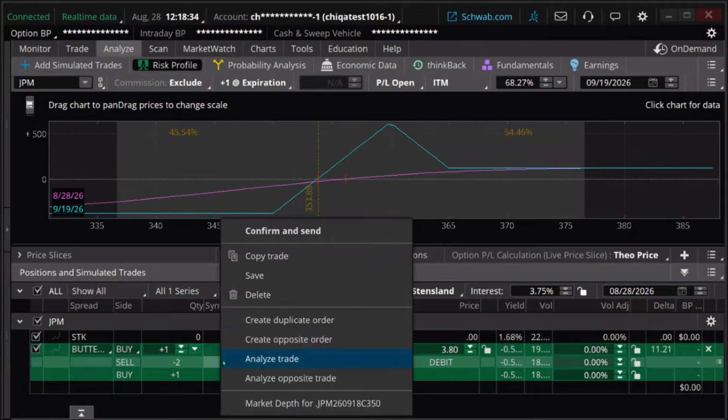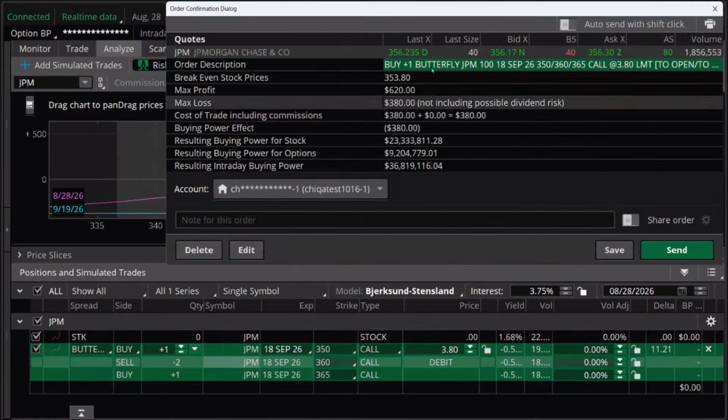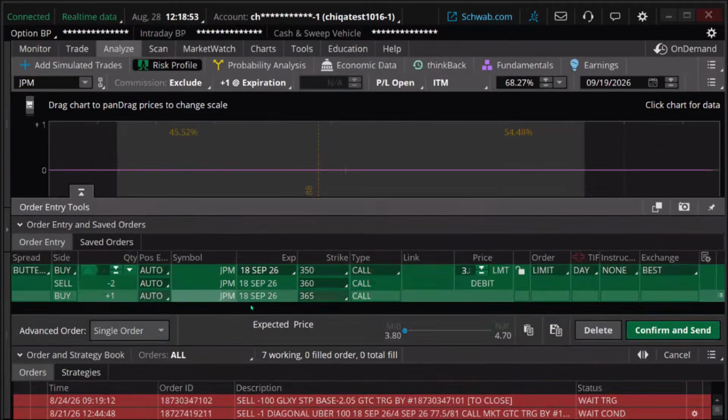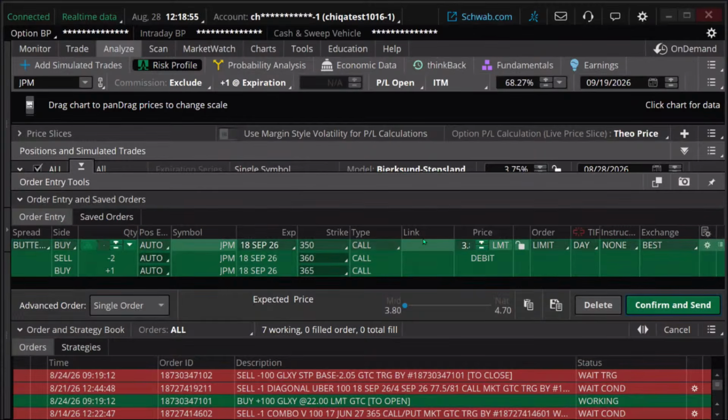You can right click and you can confirm and send if you like the trade. And then you can send the trade. But I want to talk about exits on this trade here though, before we go too far on this, and just kind of review before I actually send it. Let's review kind of the skewed butterflies.